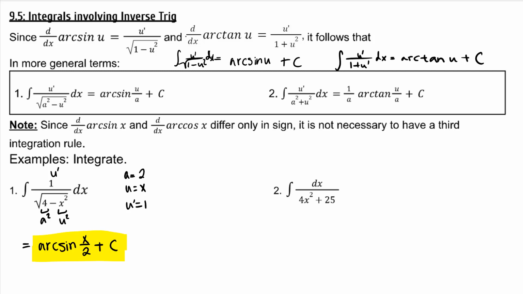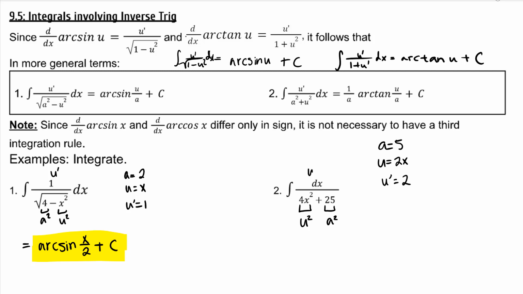This one looks like it might be arctan. Since u is a function of x, this would be u squared, making this a squared. You could move your dx to the end of this fraction and know that your numerator is just a 1. So a is 5, the square root of 25. U is 2x, the square root of 4x squared, making u prime 2.